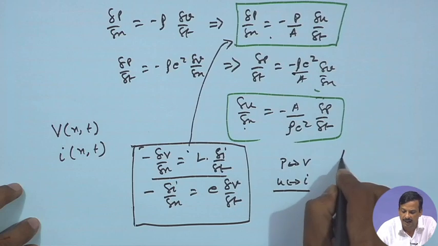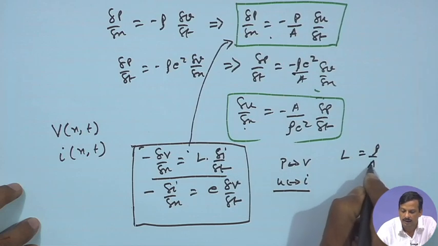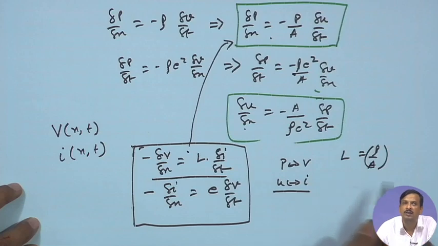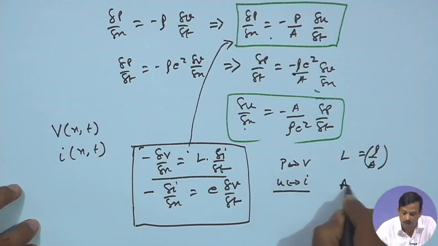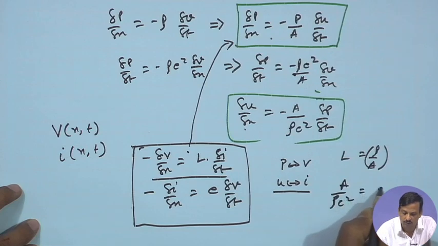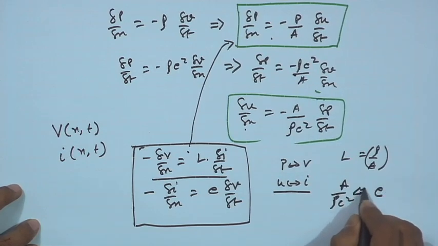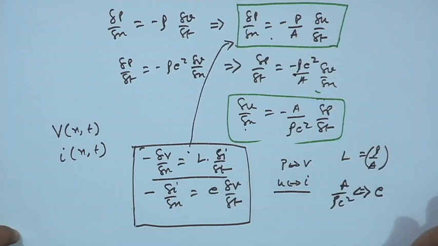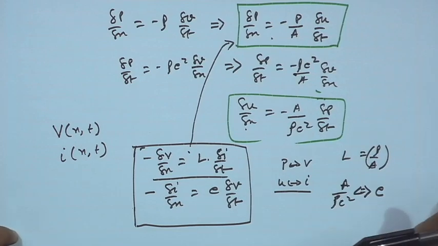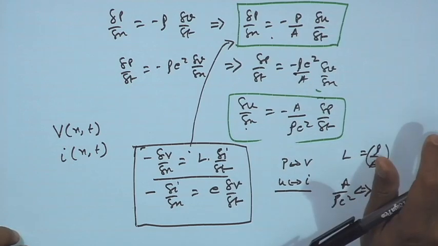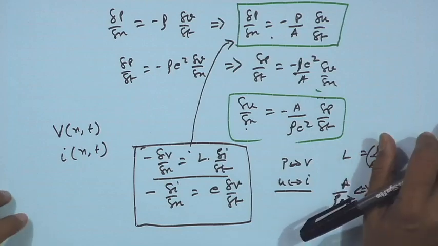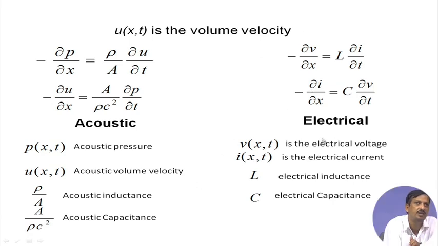And L is equal to rho by A. This rho by A is called acoustical inductance. Similarly, A by rho c square is analogous to C, so it is called acoustical capacitance. P is analogous to voltage, and current is analogous to volume velocity. Okay. If you see this slide, I have written the same things in this slide.